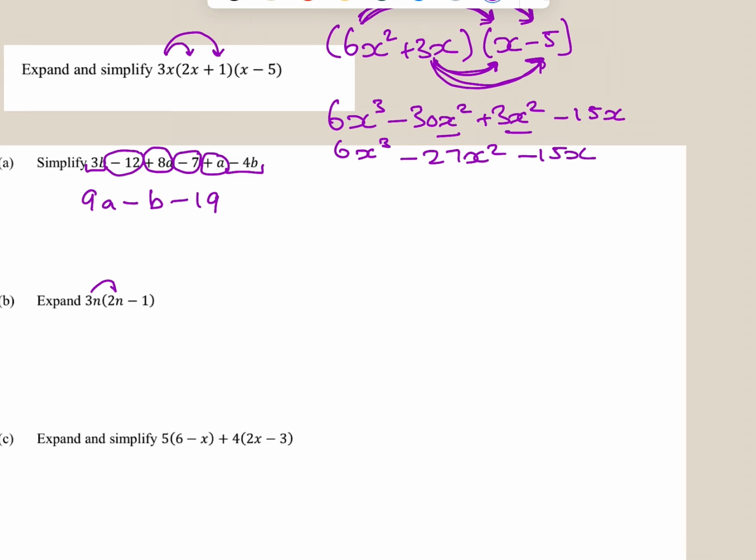This next one, again, expand means multiply. So 2 times 3 is going to give us 6. n times n is the same as n squared. And then 3n times 1 is just 3n, but it's going to be a minus because that's a negative 1. Remember, if you times a positive and a negative number, it is going to be negative. But if you times 2 signs together that are the same, it's going to be a positive.